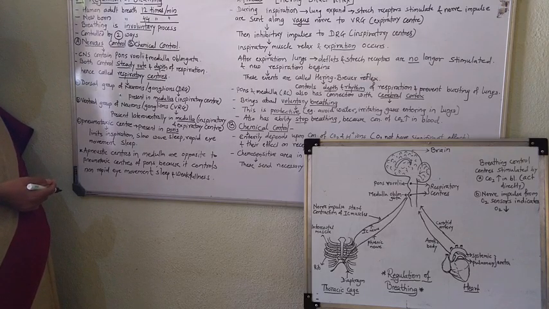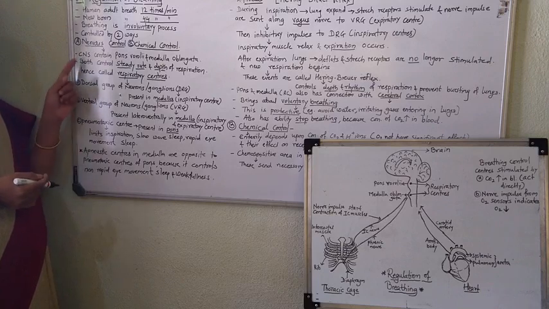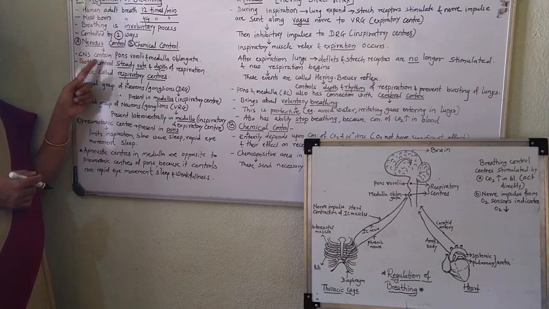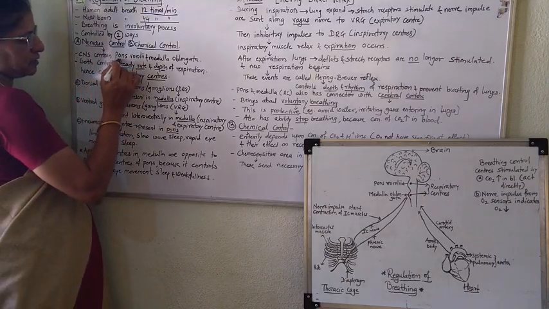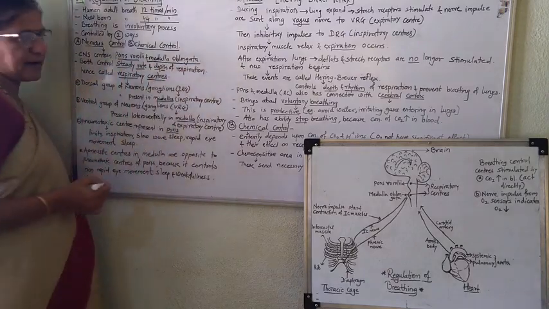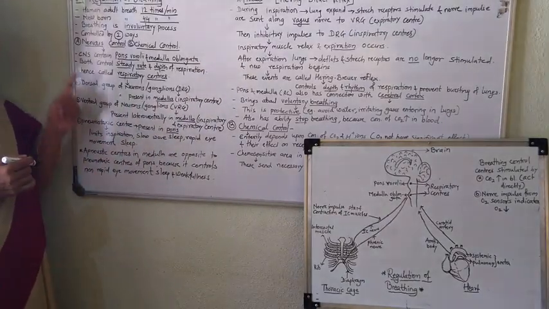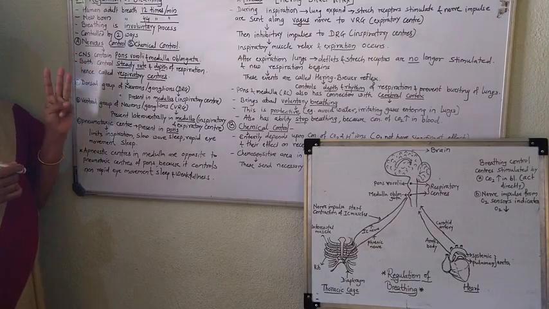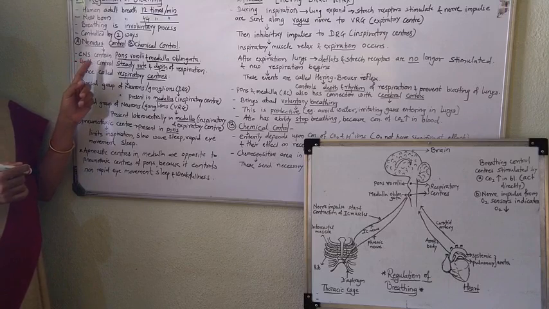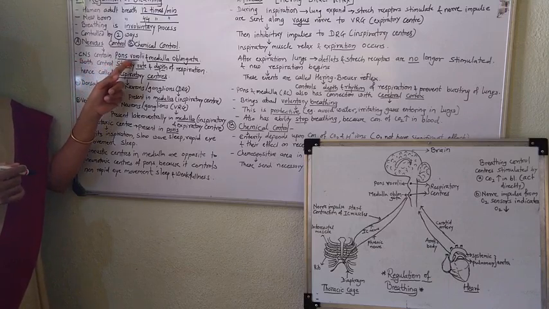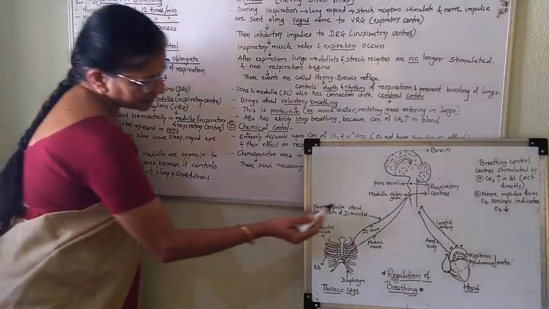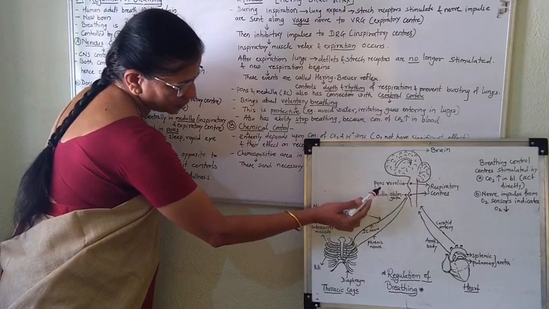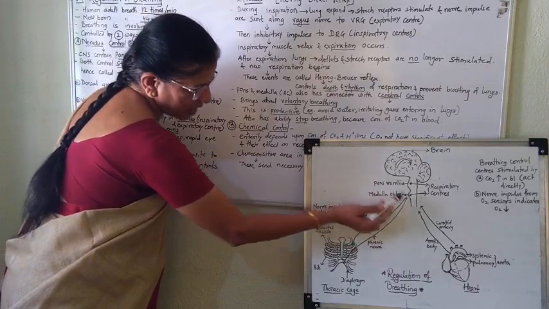Now first of all, nervous control. The central nervous system contains pons varolii and medulla oblongata. These are the two regions of the hindbrain. The complete central nervous system is divided into three regions: forebrain, midbrain and hindbrain. Out of these three, the hindbrain shows two regions, pons varolii and medulla oblongata. In the figure you can see this is the brain and this is pons varolii and this is medulla oblongata.